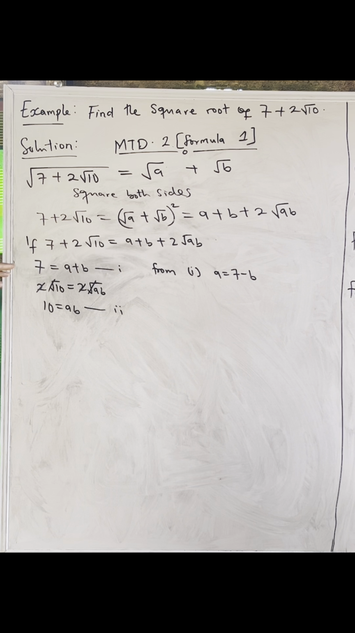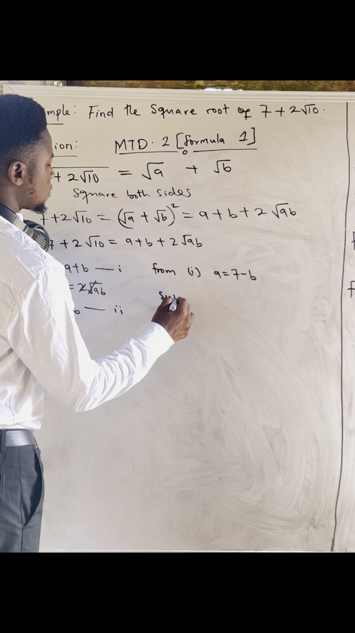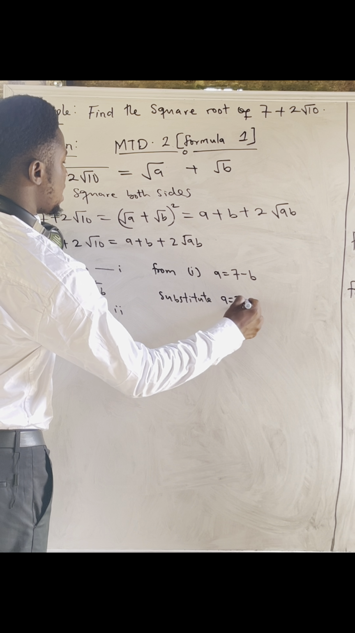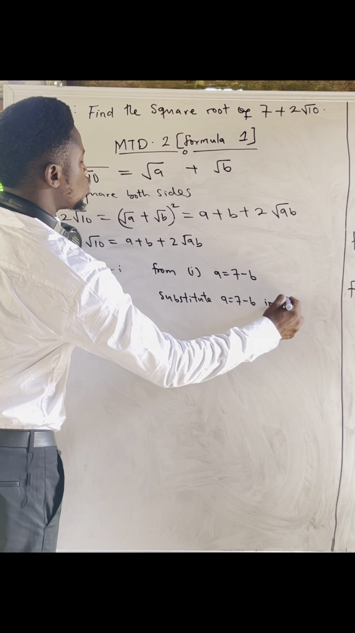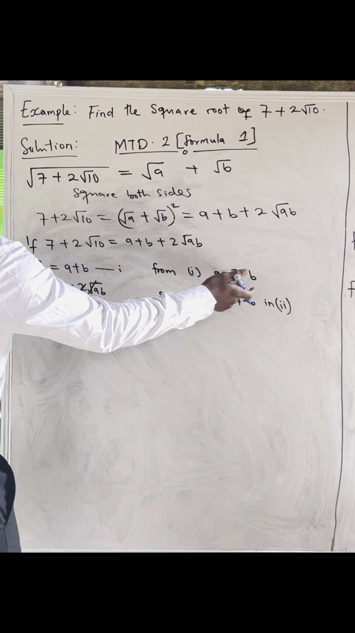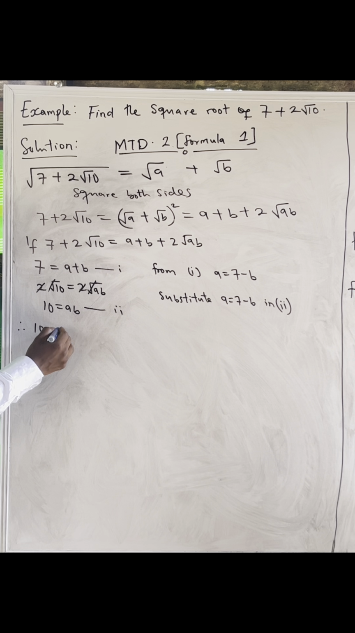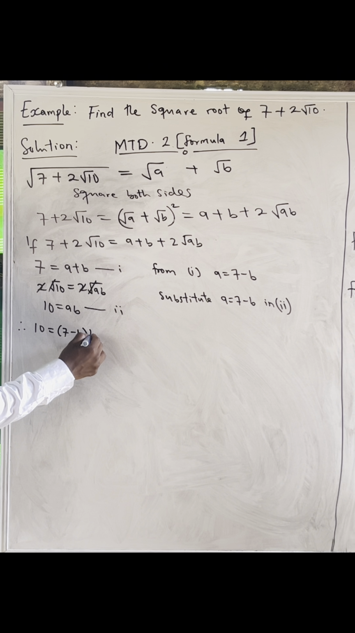From my equation 1, I can bring this B to the other side, then A will equal 7 minus B. I will then substitute A equals 7 minus B in equation 2. So I'm going to have 10 equals, my A is now 7 minus B, times B. Therefore, I'm going to open the bracket. This will turn to 10 equals 7B minus B squared.